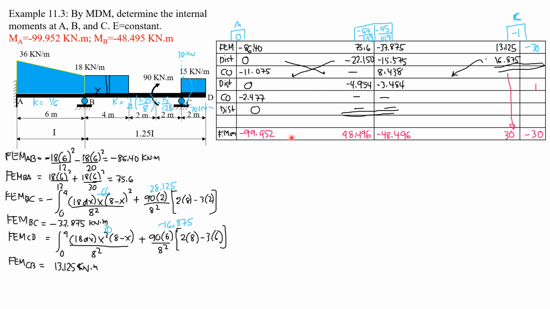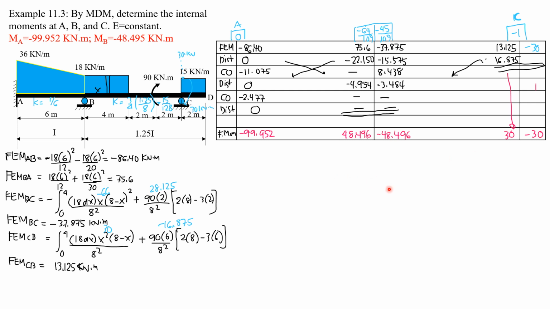Then moment BA is the positive of this value. They have the opposite signs, but they are numerically equal. And of course, this is positive 30 moment CB, while moment CD is negative 30.